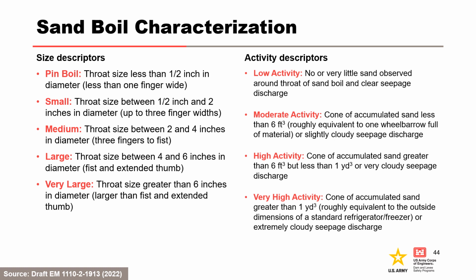The activity descriptor should indicate how much material is moving from the boil. The terms low activity, moderate activity, high activity, and very high activity should be added to the size descriptor to indicate the amount of material moved and can be compared to the relatable objects of wheelbarrows and refrigerators. For example, a sand boil with a throat size of 3 inches with more than 6 cubic feet of accumulated sand would be described as a medium high activity sand boil.